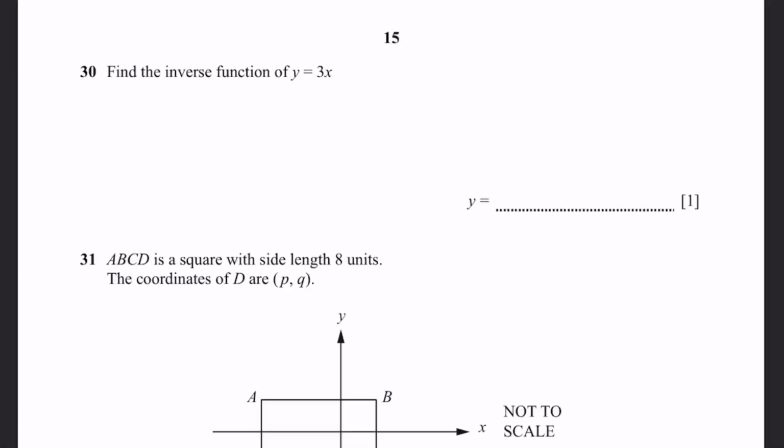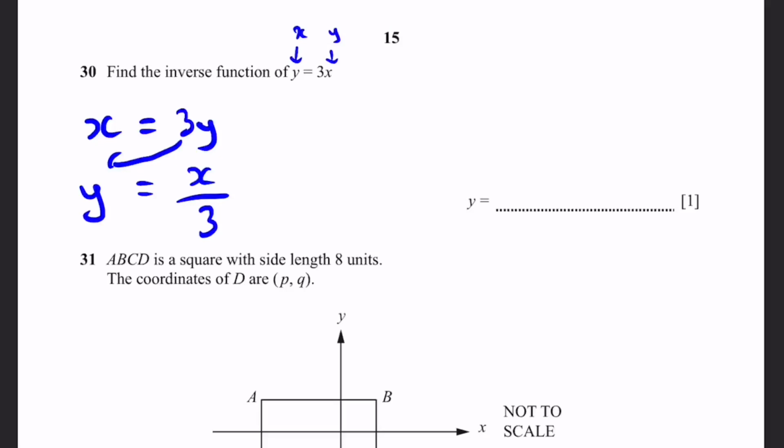Question 30. Find the inverse function of y equals 3x. Now, what we're going to do to solve this is replace y with x and x with y to find the inverse function. So x equals 3y. And then rearrange to make y the subject. So if y is the subject, y should be one part of the equation, while anything else will be on the other side. So y equals x by 3 when you bring 3 to the other side. And that's the inverse function. That's all you have to do.